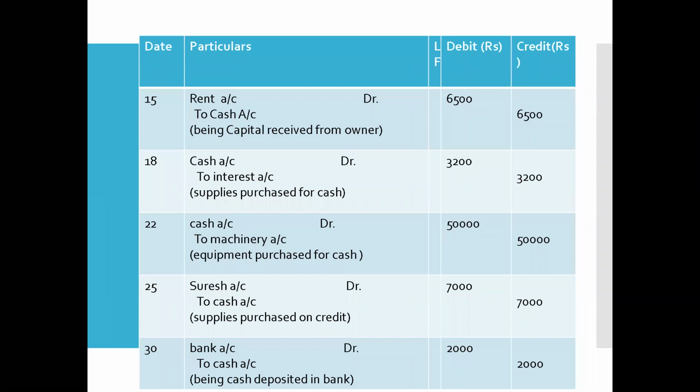Now on 15th, rent has been paid 6,500. So again, rent is an expense in this case. So rent to cash 6,500 on both the sides.